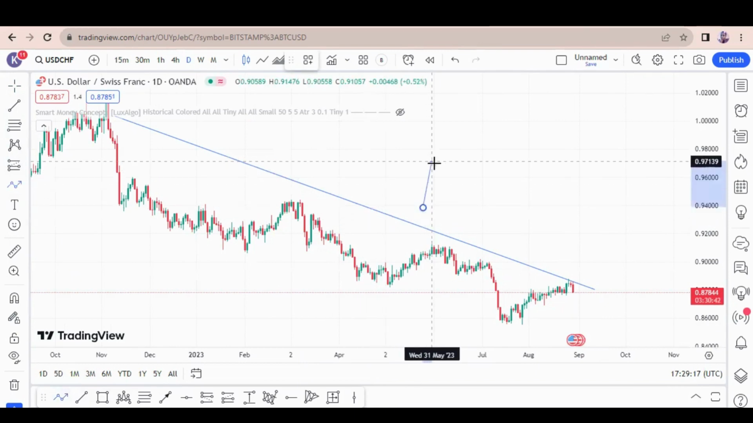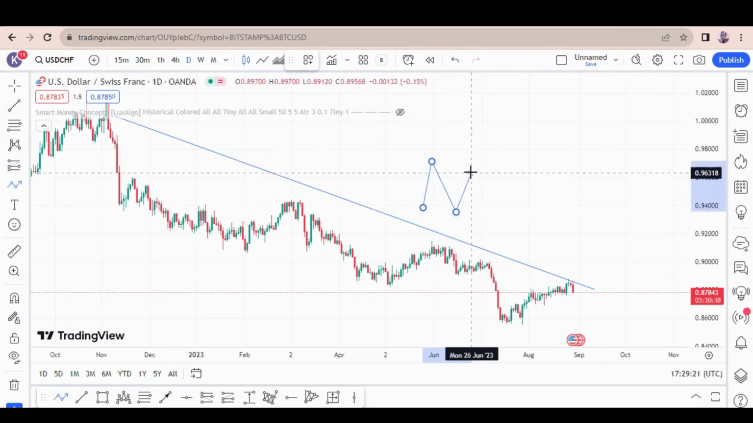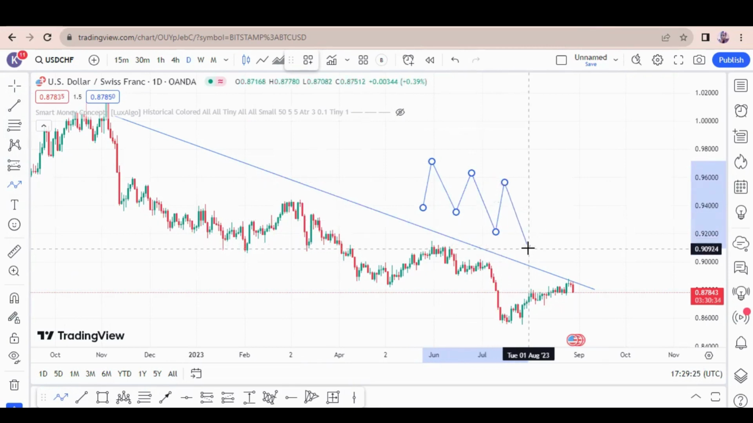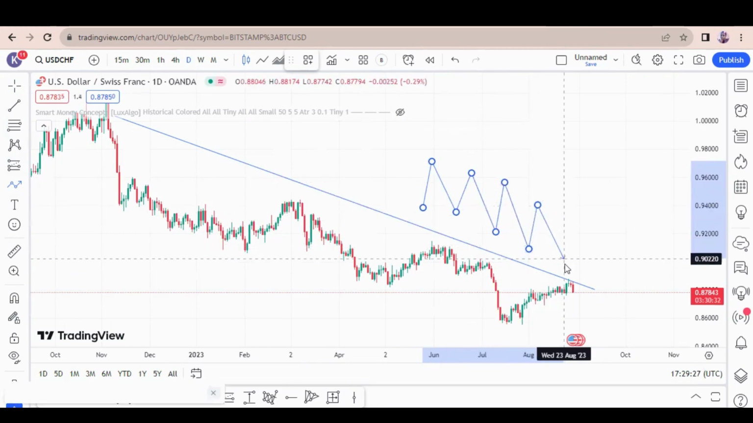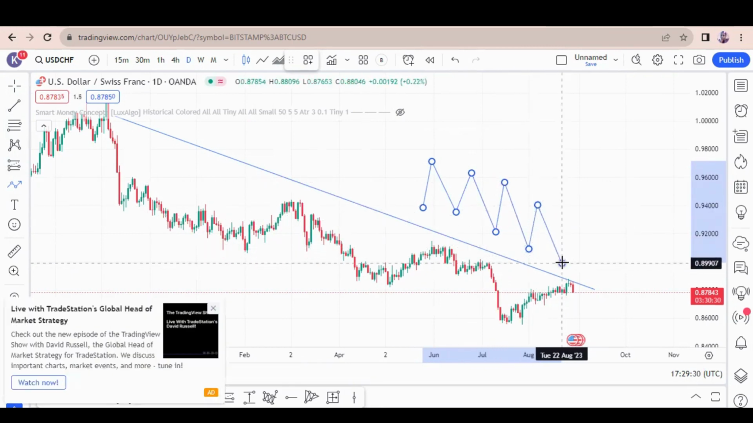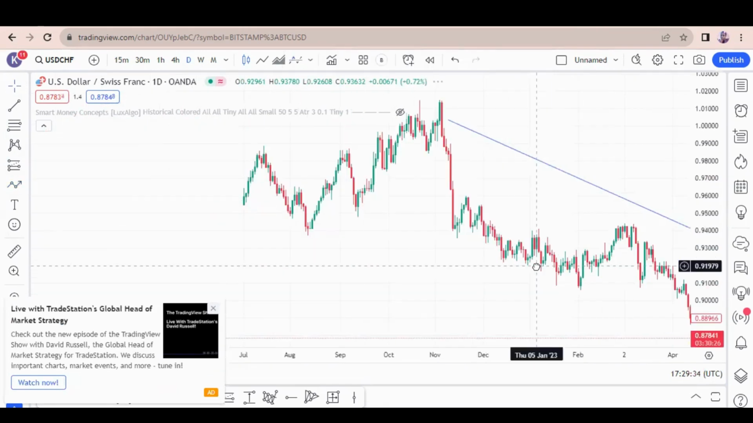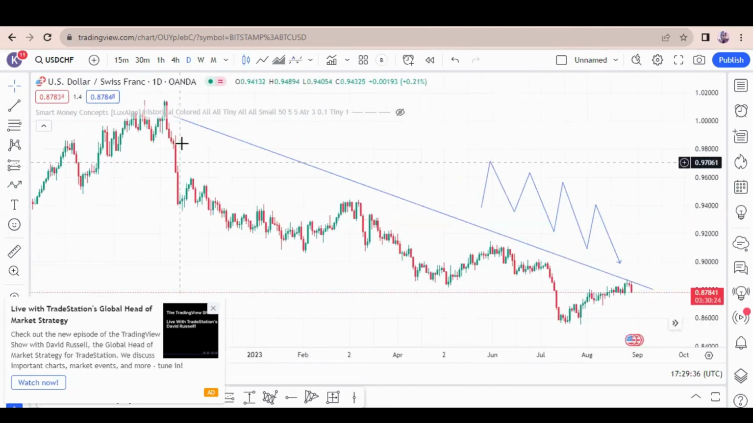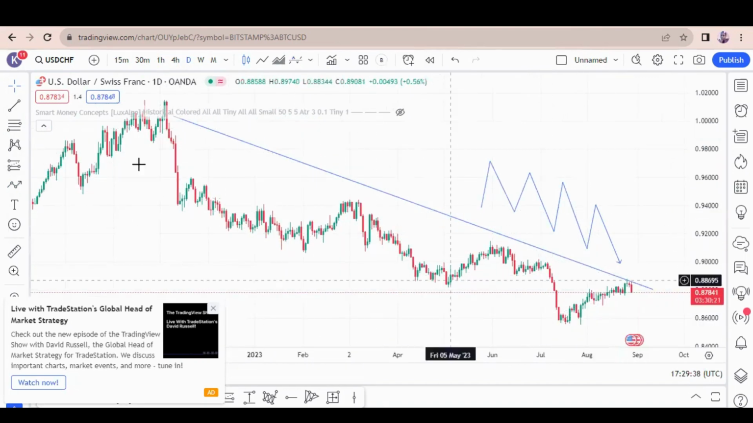So a downtrend starts from a lower high to a lower low, then lower high to a lower low, then lower high to a lower low, then lower high to a lower low. It just keeps going down and down and down. So this is what you're actually seeing here from this chart. This is currently a downtrend.